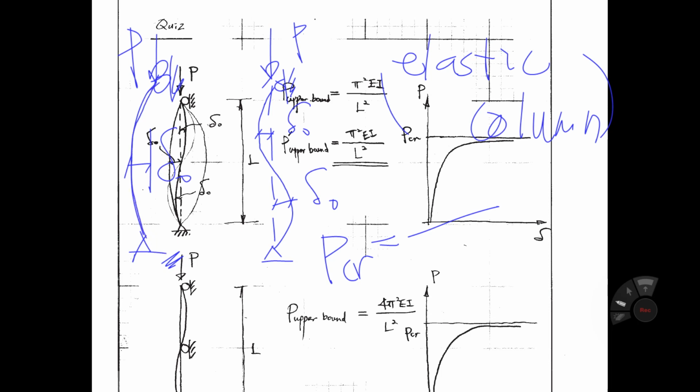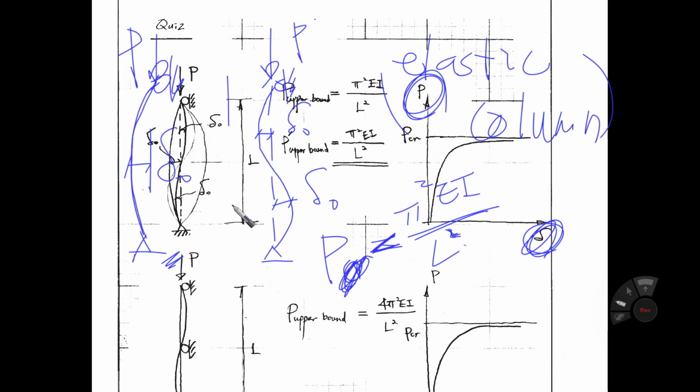In this case, the maximum P is pi square EI over L square, right? A little less than pi square EI over L square because there is some geometry imperfection. So if we draw the curve of P and delta, if there is no geometry imperfection, for a straight column, we have a Pcr here. But if we have some geometry imperfection here, then we have some buckling like that. So we can draw the strength curve like that.